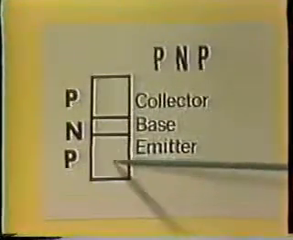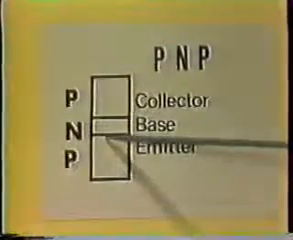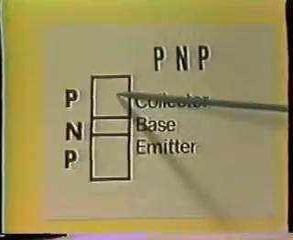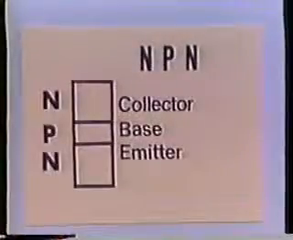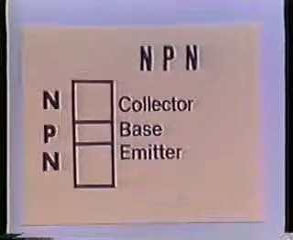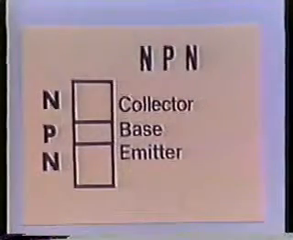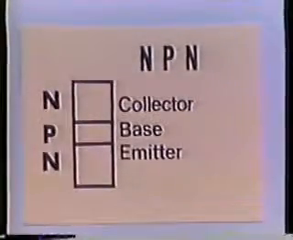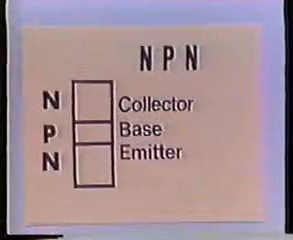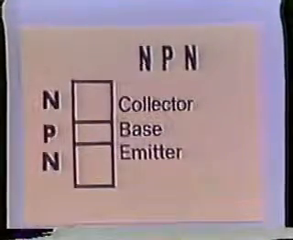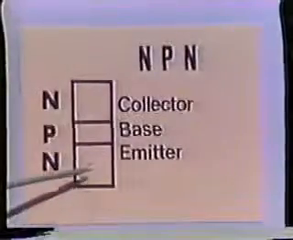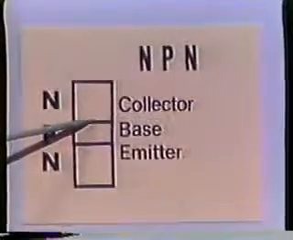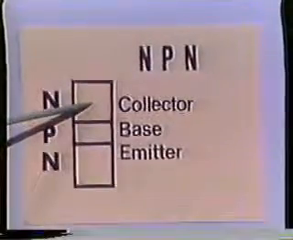Holes, or positive charges, are emitted from the emitter, flow through the base, and are collected by the collector. For an NPN transistor, one layer of N-type material is the emitter, the layer of P-type material is the base, and the other layer of N-type material is the collector. In an NPN transistor, electrons are emitted from the emitter, flow through the base, and are collected by the collector.